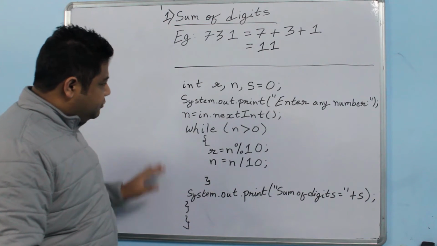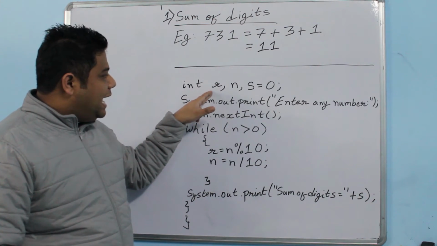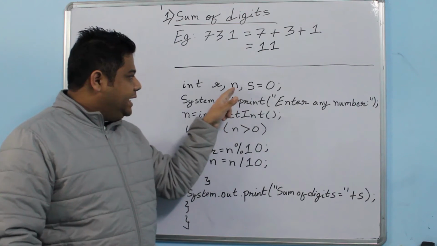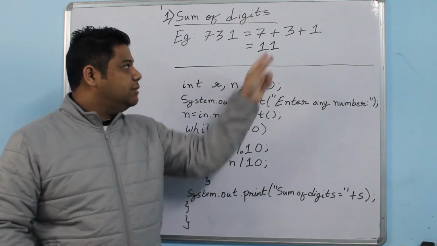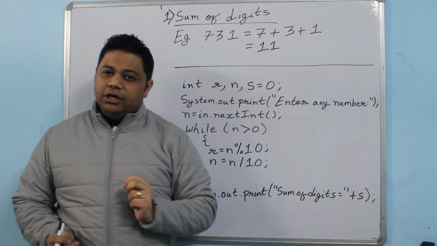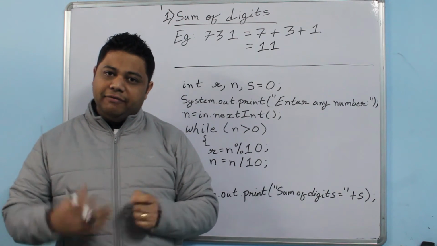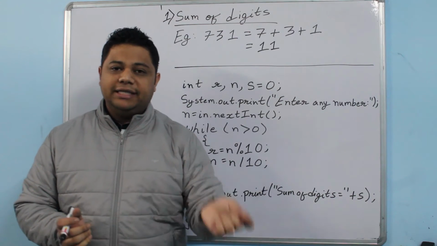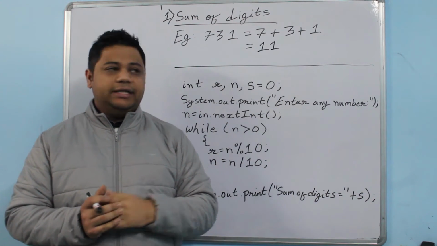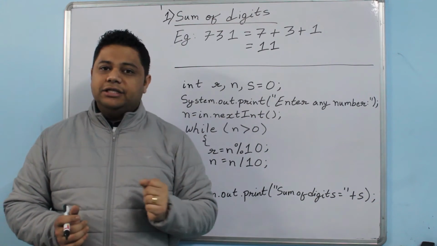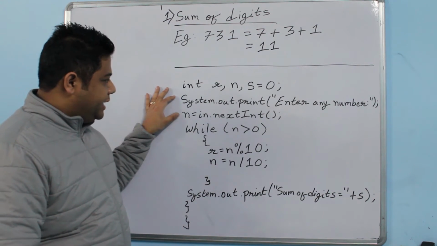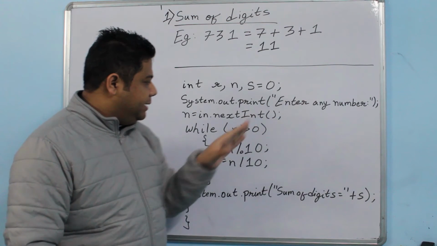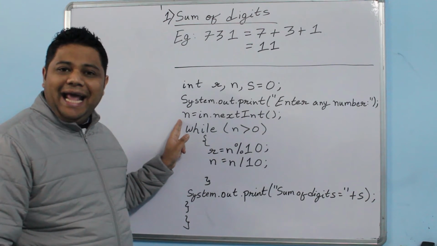Looking at the program, first I have taken integer R to find the remainder, N to get a number from the user, and S to calculate the sum of digits. So S equals 0. We have taken S equals 0 because whenever we are adding something, 0 plus anything is that number. So every time for sum we have to take 0, and for product we take 1. The next thing we are doing is asking the user to enter any number, and we are storing it inside N.